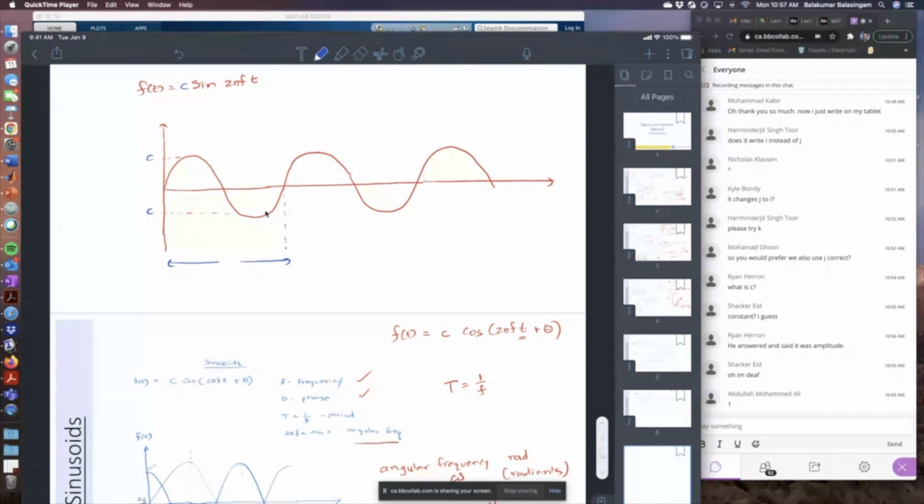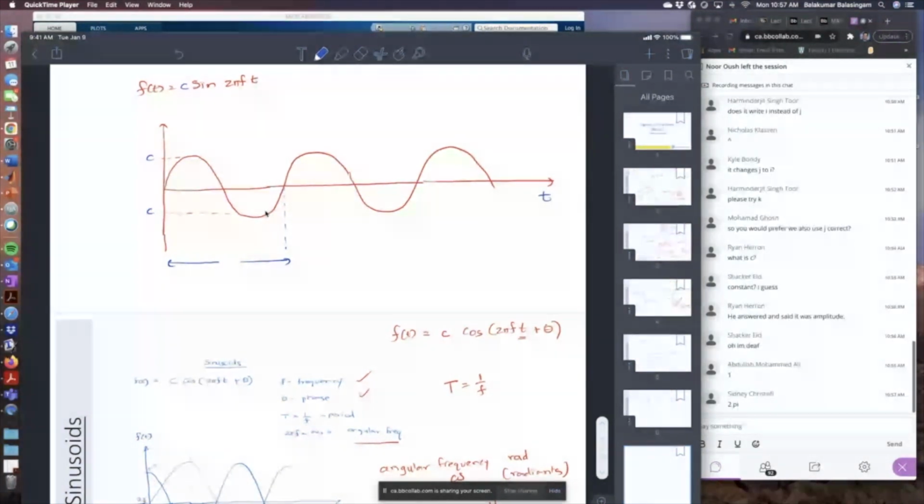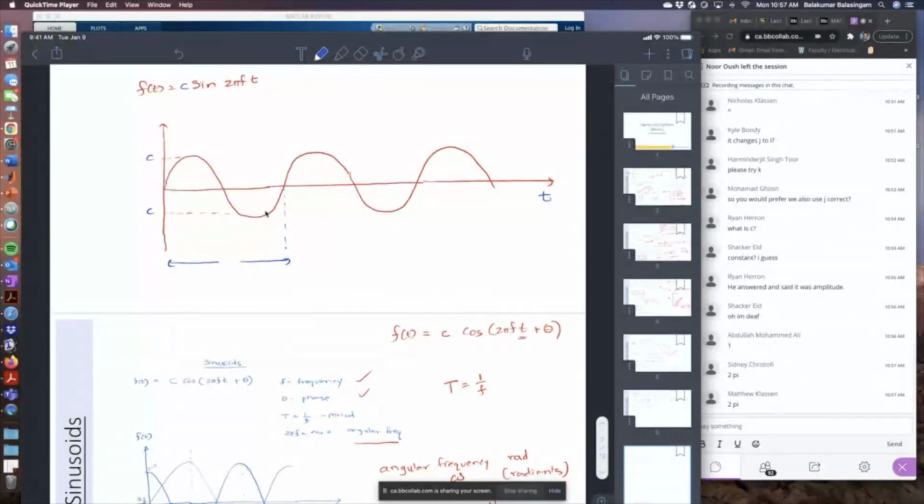Using this notation, can someone tell me what is the duration? So that's the t-axis. What should be here in this duration? F is a frequency, so the cyclic time is going to be 1 over f, because f is a frequency, right?